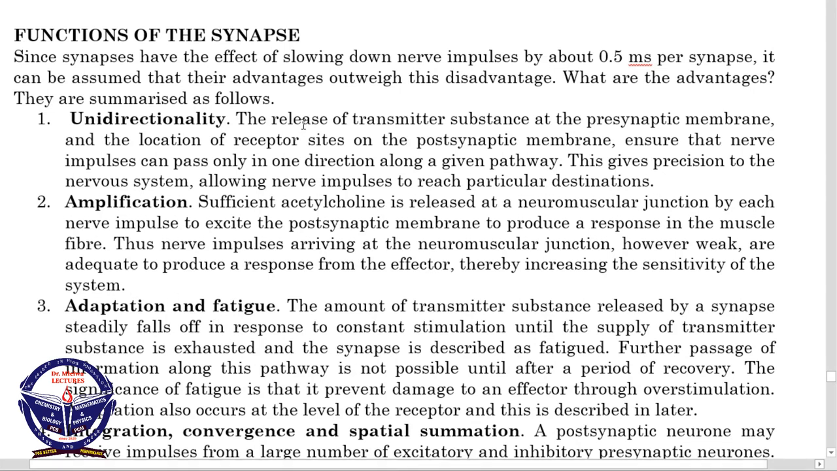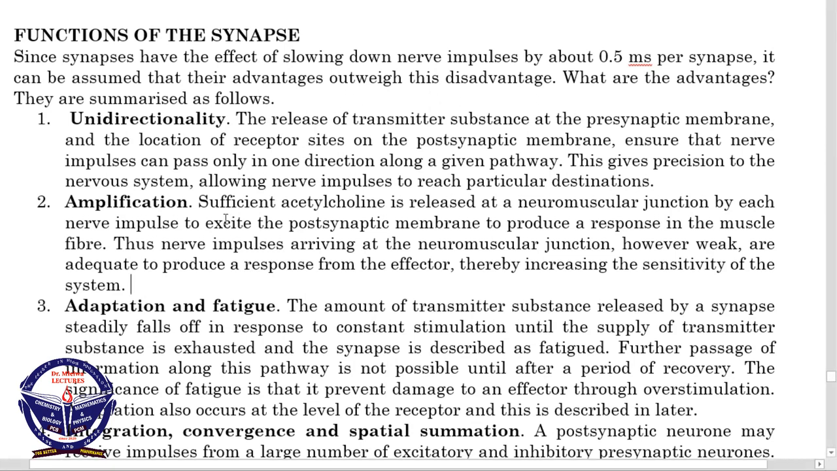So the release of transmitter substance at the presynaptic membrane and the location of the receptor site on the postsynaptic membrane ensure that nerve impulse can pass only in one direction along a given path. Only in one direction. This gives precision to the nervous system, allowing nerve impulses to reach a particular destination. Kwa hiyo bila hiyo manake nerve impulse ingekuwa inaweza maybe to go somewhere and then it can't reach where it goes, then it starts going back.